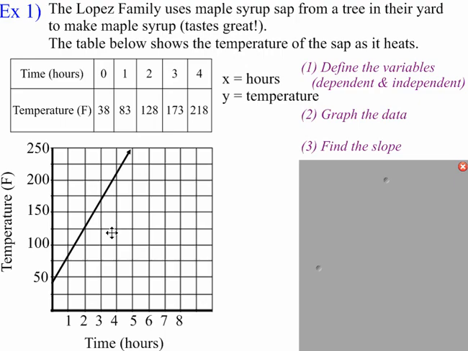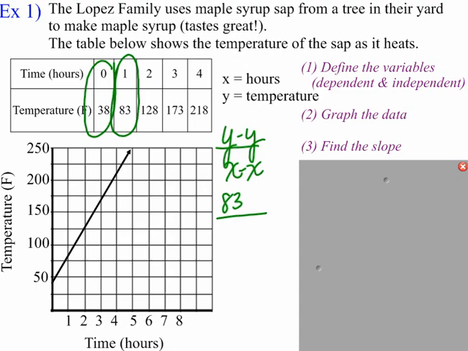Now we can't do rise over run and pick 2 points on the line because the points are not crossing smack in the middle of corners to make it easy for us. So we're going to use the points that are given to us here. We're going to use 0, 38 and 1, 83 and do the slope formula. So y minus y divided by x minus x. We're going to use 83 first because that way we can keep our number positive and not deal with negatives. And then we're going to subtract the other point, so 38 and 0. 83 take away 38 is 45, and 1 take away 0 is 1.